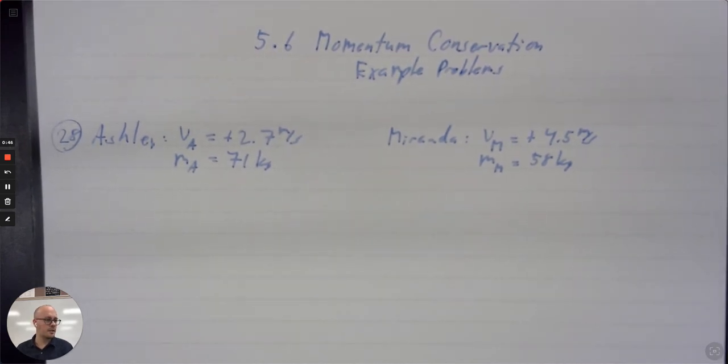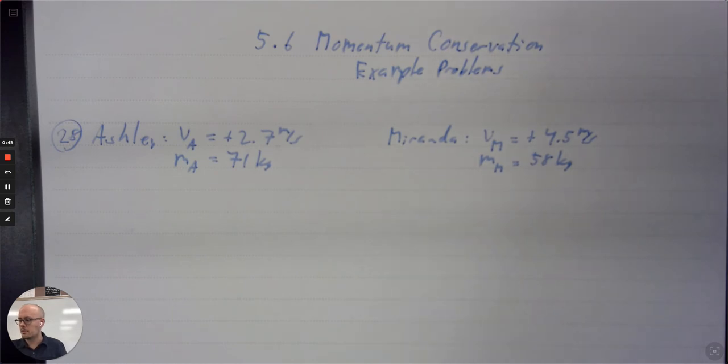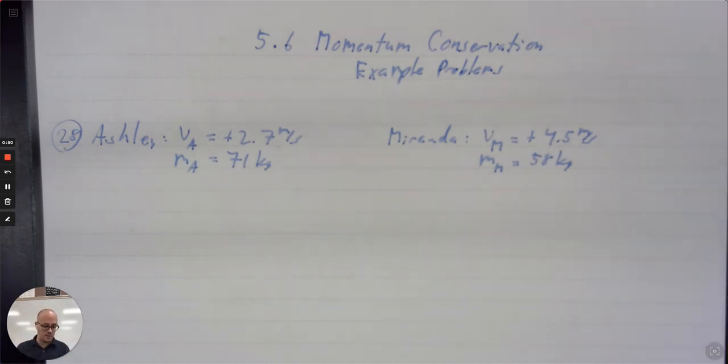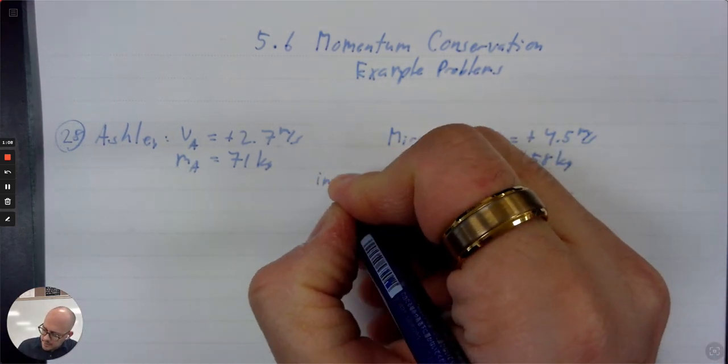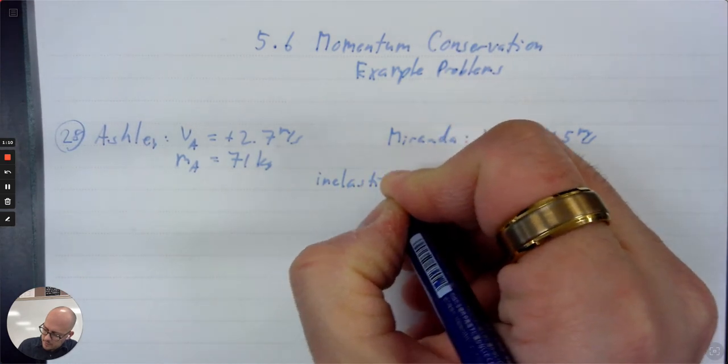And so the key to starting this problem is understanding that they are going to essentially latch together once they collide. So one friend is running after the other one, runs on and hops onto the inner tube, and so they're going to have the same final velocity. So this is going to be a completely inelastic collision.